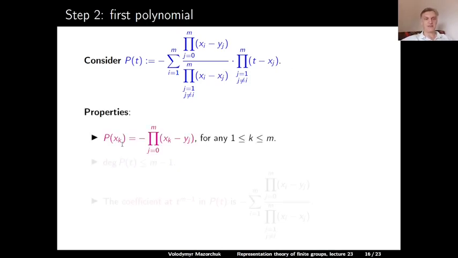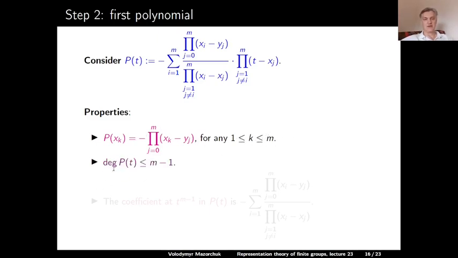What is clear is that the value of this polynomial at xk, so if you plug in xk instead of t, we will have many zeros except for the summand where i is equal to k, and for that summand this expression will cancel this expression, so we get only the numerator. So we will get exactly minus the product over j from 0 to m of xk minus yj. And this is true for any k between 1 and n.